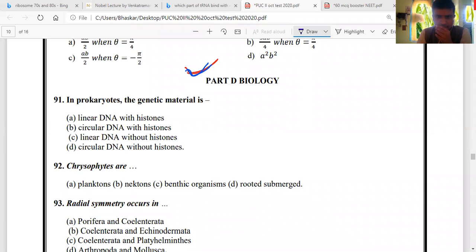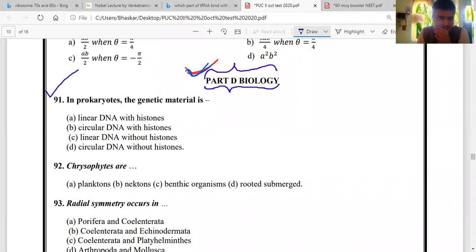So, with this assumption, I would like to start without any further delay the model question paper that we have just discussed, and the test that has been conducted on animal kingdom and biological classification. I think the screen is clear.